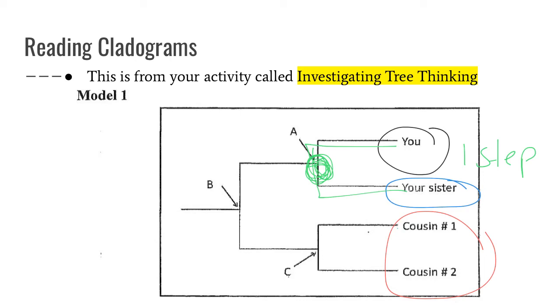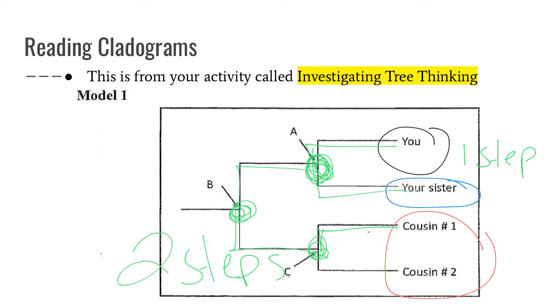Versus if I'm going to go with cousin 1. So we come to a common ancestor, that was one step. But to get to where you two intersect, that is 2 steps. So that tells me that you are much more closely related to your sister than you are to your cousin, because you most recently shared a common ancestor.